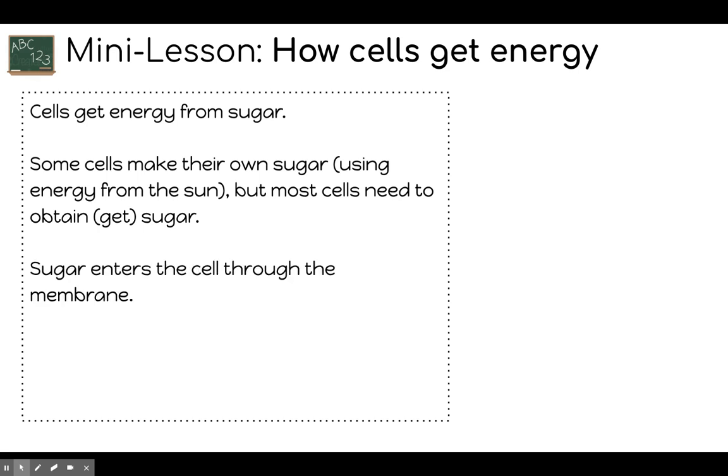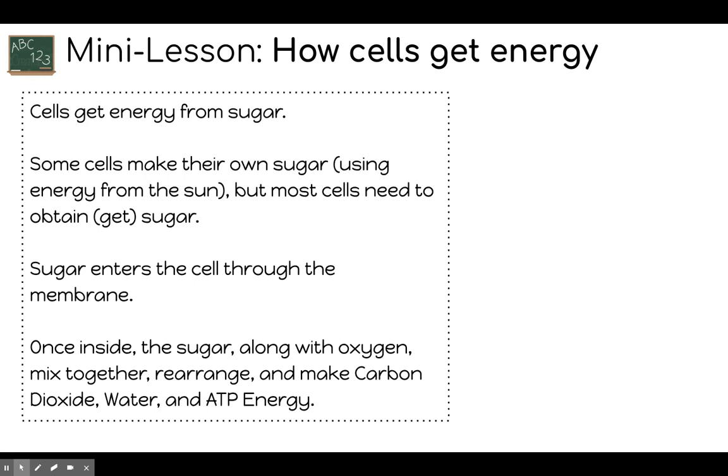Sugar enters the cell through the membrane. Remember, the membrane is like the security guard, allowing good things in and preventing not-so-good things from entering. Once inside, the sugar, along with oxygen, mix together, rearrange, and make carbon dioxide, water, and ATP energy.